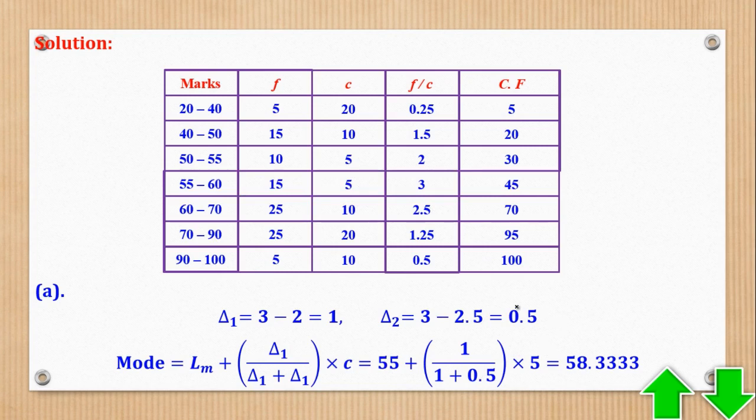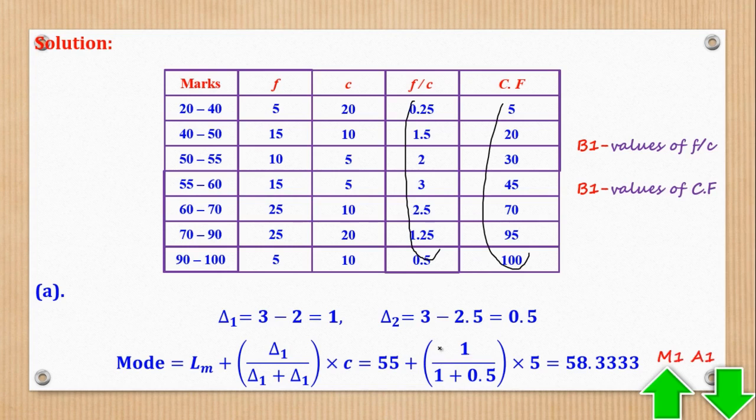Before I go to the next slide, let's see the marks for this slide. Values for frequency density, that is 1 mark. Values for cumulative frequency, that is another mark. Then substitution and output. So that was part A.